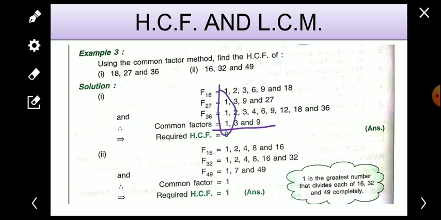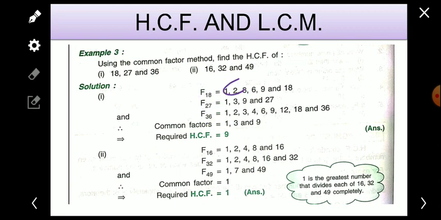So 1 is the factor of each. Okay, 1, 1, 1, 1 is the factor of 18, factor of 27, factor of 36. Now 3 is the factor of each and every one. So 3, 3, 3, we can see that 3 is the factor of 18, 27 and 36 all.